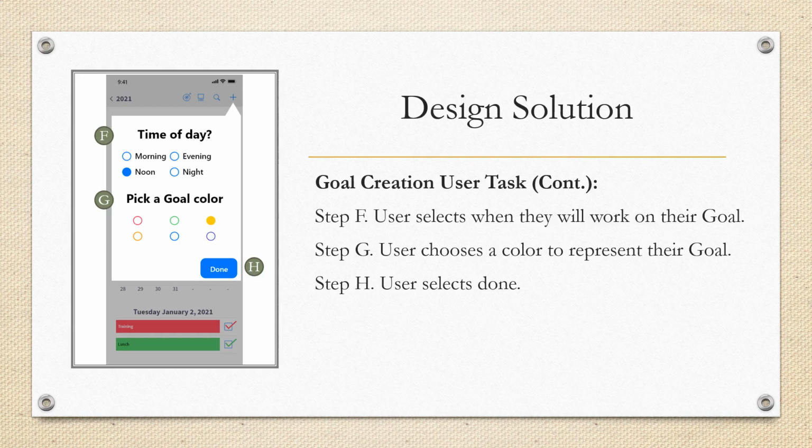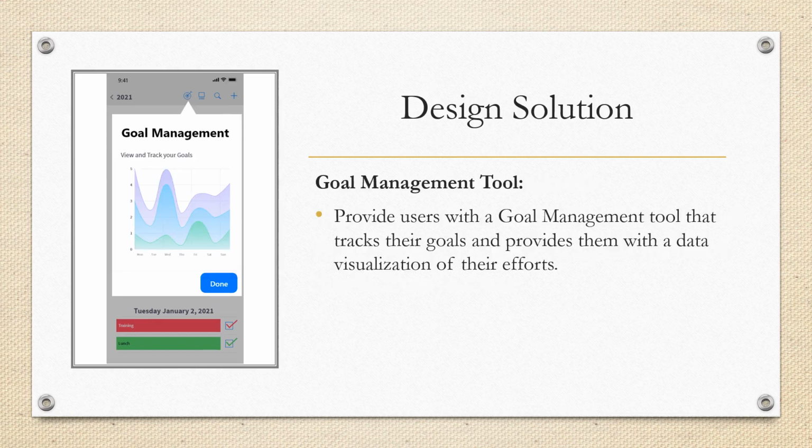Users select what time of day they would typically like to work on this goal. Then, users pick a goal color to use to categorize their goal. Finally, users select done when they are completed. My final design solution is a goal management tool. This would provide users with a data visualization that tracks their efforts and their progress towards achieving their goals.